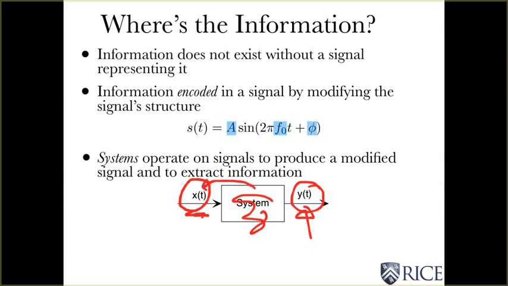So we could go down the mathematical path to talk about functions of functions. That path turns out to be overly complicated. We won't need to go down that path. We'll just learn and talk about systems as things that take as an input a signal and produce another signal.